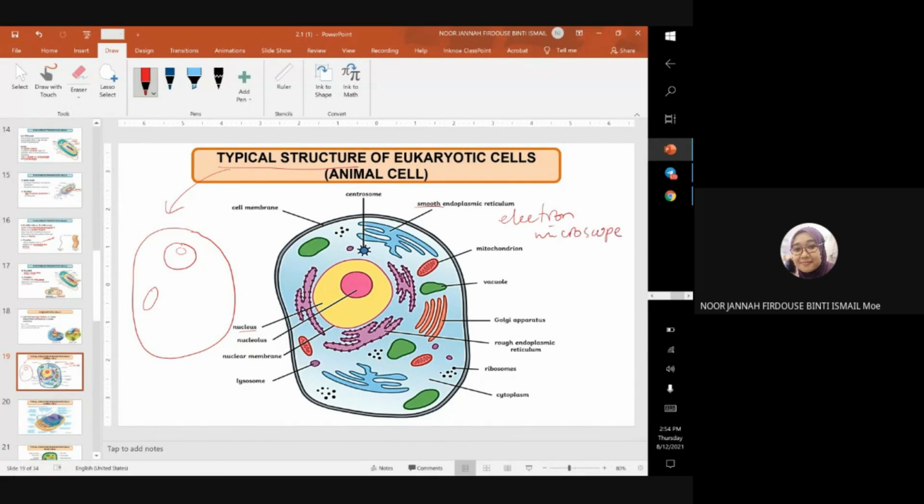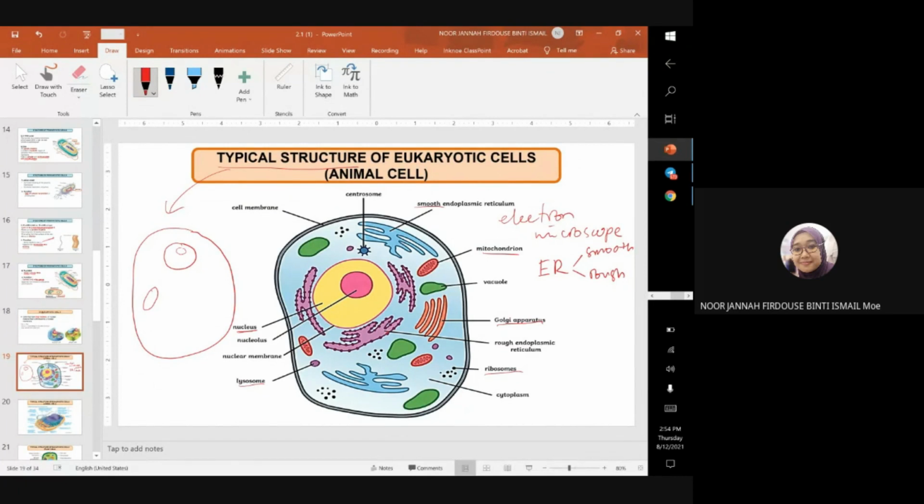Okay, what are they? We have smooth endoplasmic reticulum. Endoplasmic reticulum, we have the smooth. Then we have the rough endoplasmic reticulum here, studded with the ribosome. We have Golgi apparatus. We have ribosome, then lysosome. Do not forget the mitochondria. Then we have the nucleus, of course. What else? What did I miss? The ribosome. Ribosome already. Okay, nucleus.